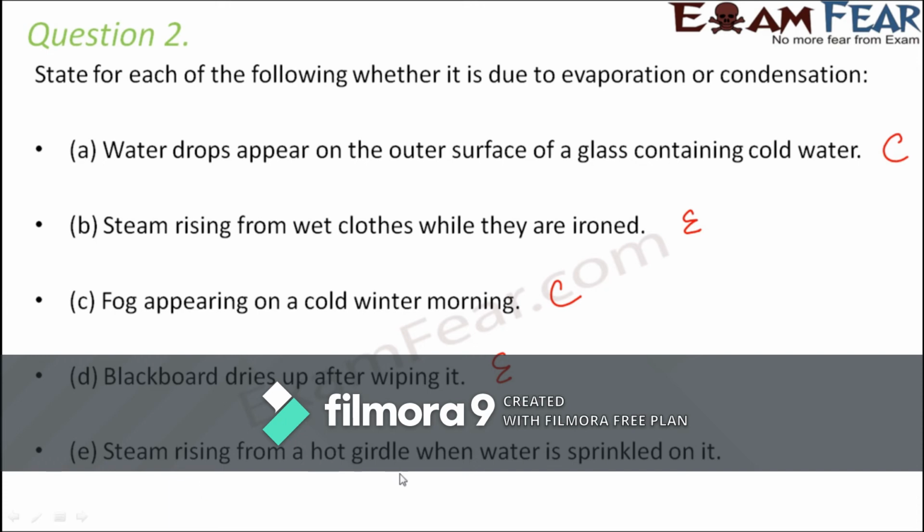Steam rising from a hot griddle when water is sprinkled on it. When you sprinkle some amount of water, steam rises. How does the steam rise? Because of the hot griddle, water gets converted into water vapor. So that's again evaporation.